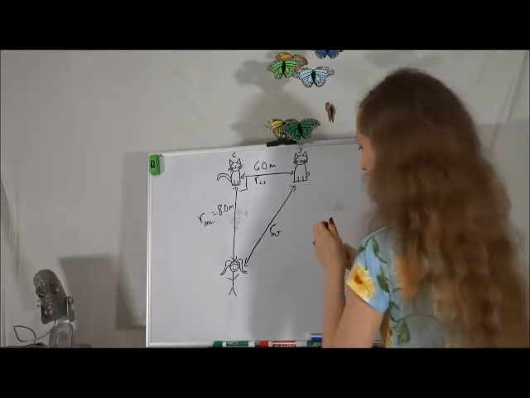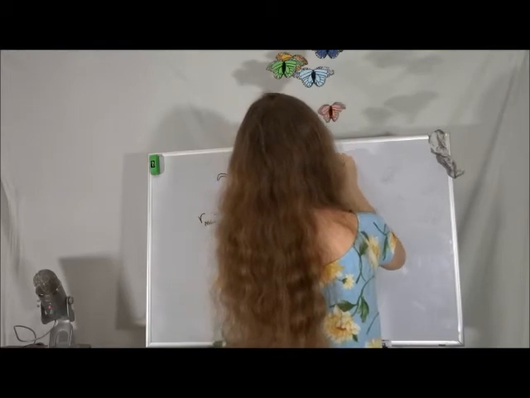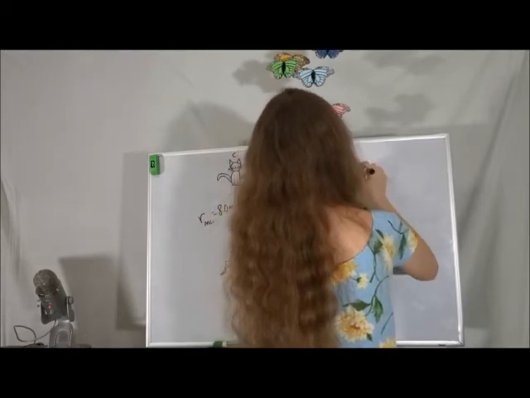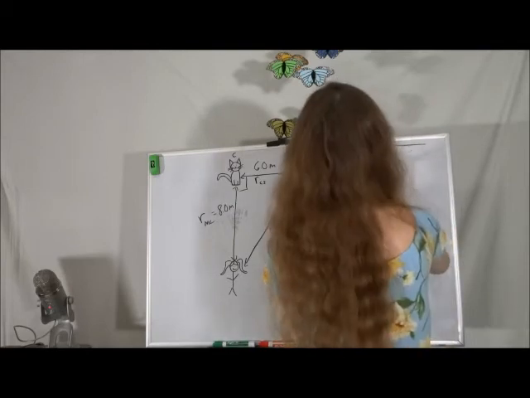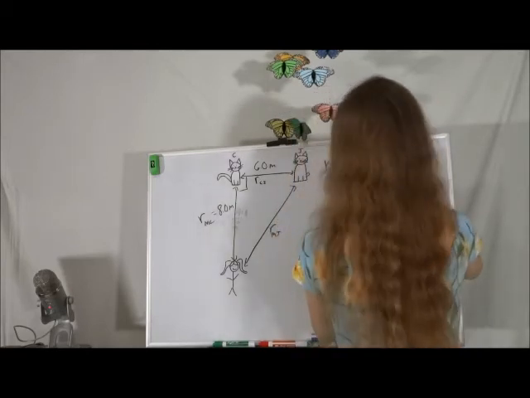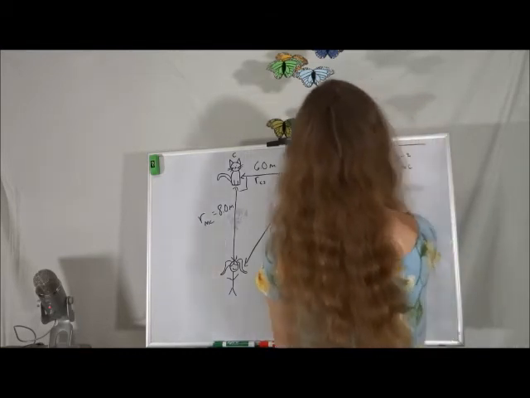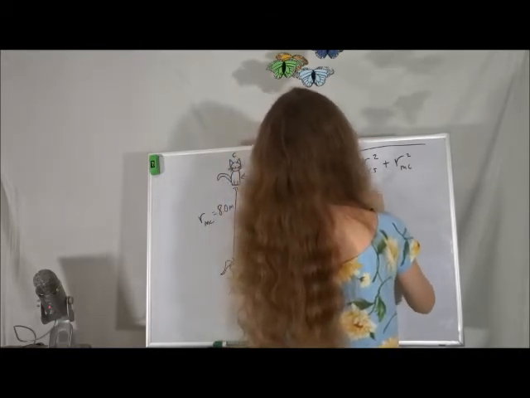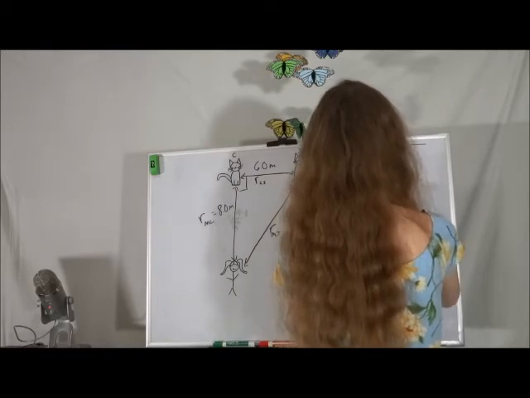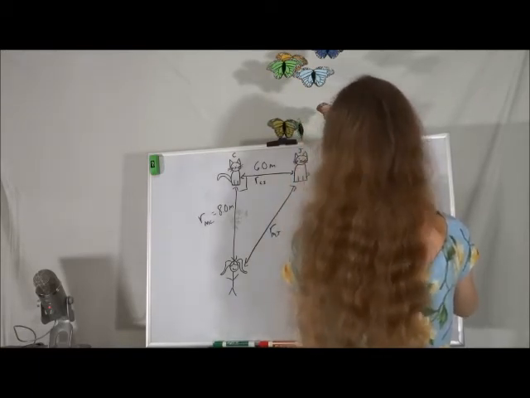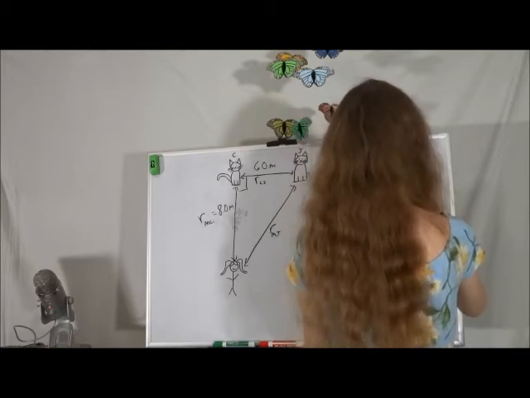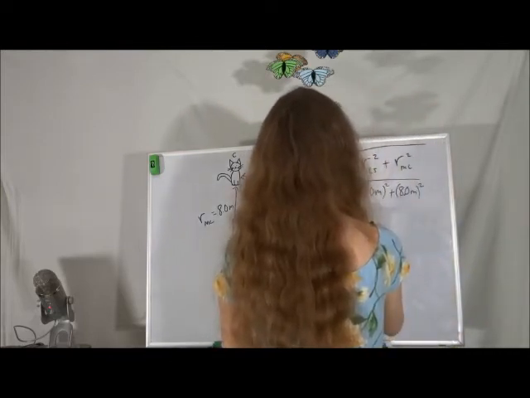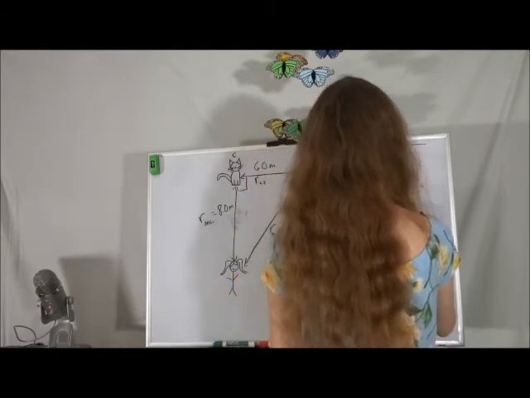So we're going to have our R_MJ, that's our hypotenuse, is equal to the square root of R_CJ squared plus R_MC squared. So R_MJ is equal to the square root of 6 meters squared plus 8 meters quantity squared. So it turns out the distance between me and Joey is 10 meters.